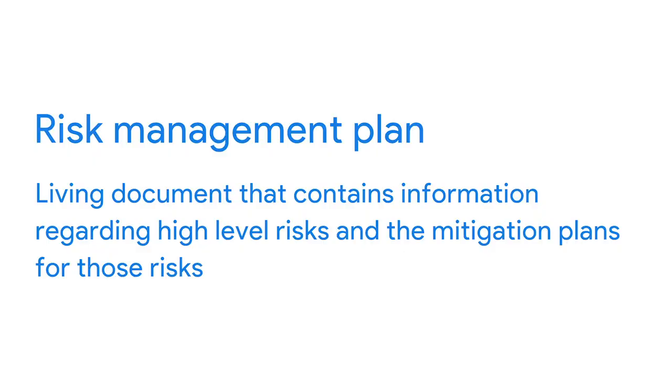A risk management plan is a living document that contains information regarding high-level risks and the mitigation plan for each of those risks. This plan helps ensure that teammates and stakeholders have a clear understanding of potential problems and a plan to address them should they occur.